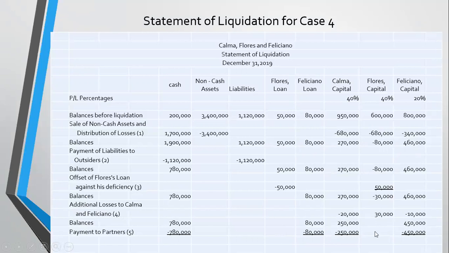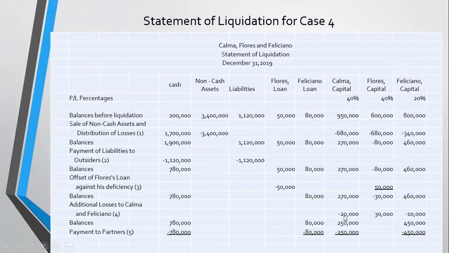So, yung 30,000 na yan ay pinaghatian nilang dalawa, ni Calma and Feliciano, based on their profit sharing ratio. So, bakit 20,000 yan ma'am? Bakit 10,000 ito? Bakit hindi divided equally? Hindi pwede. Kasi hindi naman sila divided equally talaga. Kung ito ay 40, yun ay 20. So, di ba, pag 40 over 60 times 30, so you have this 20. At yung 20 over 60 is 10,000. So that's how we divide the additional loss to Calma and Feliciano amounting to 30,000 na deficiency ni Flores.